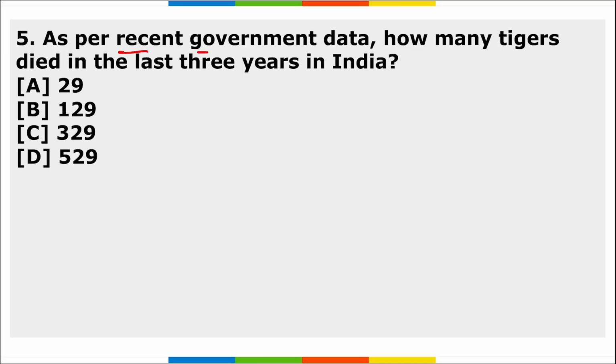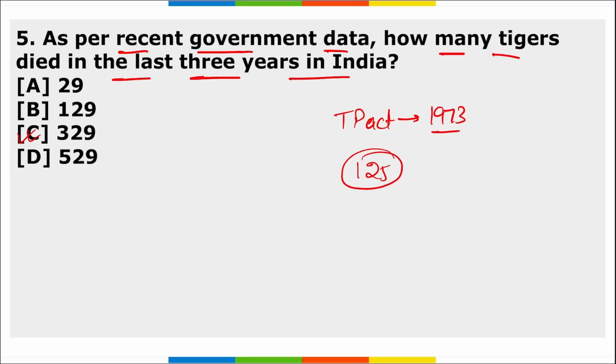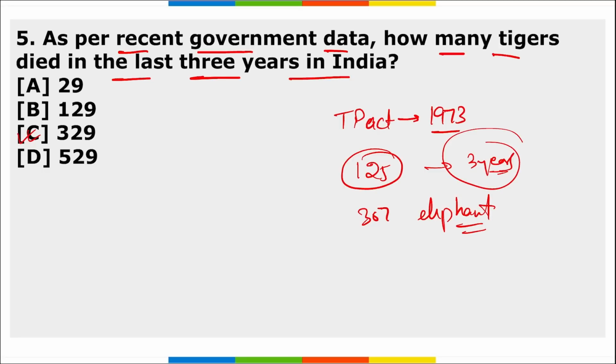Next, as per the recent government data, how many tigers died in the last 3 years in India? First of all, tell me, when did the Tiger Protection Act come? In 1973, the Tiger Protection Act came. So as per the recent data released by the government, in the last 3 years, a total of 329 tigers have died. It also added that 125 people have been killed in tiger attacks in this particular period of 3 years. Around 307 elephants died. All right. Next.